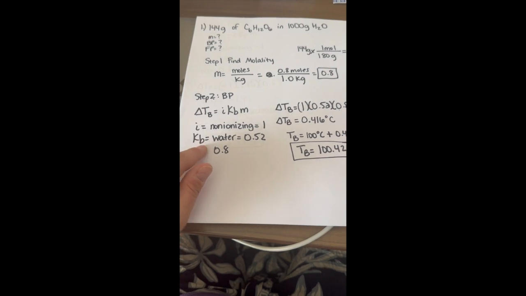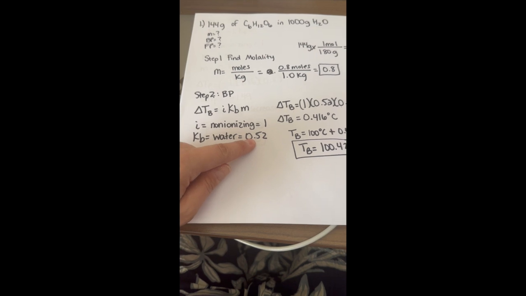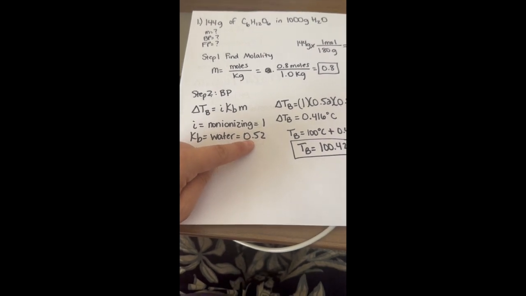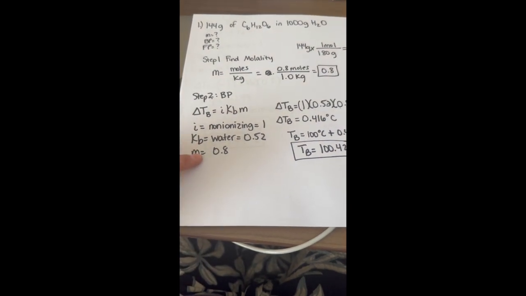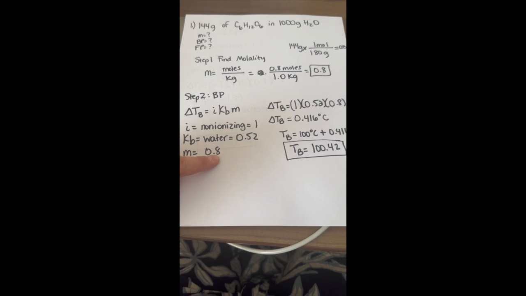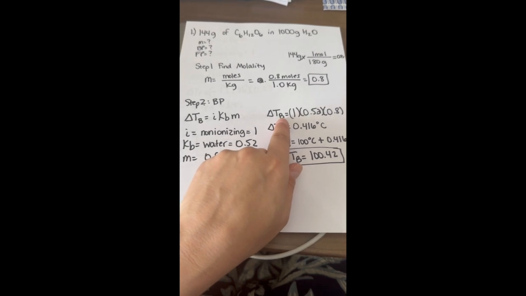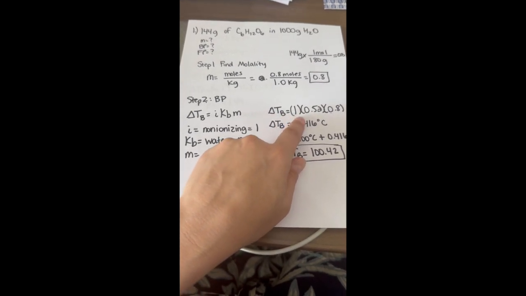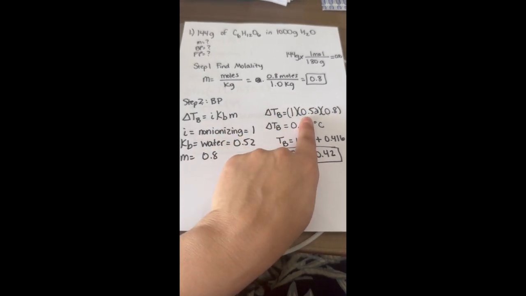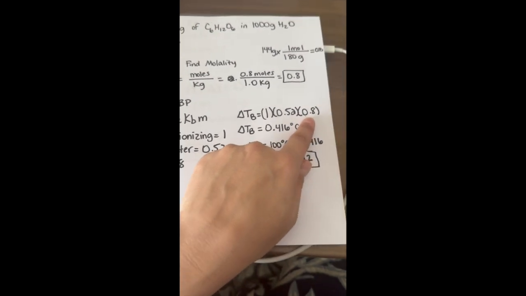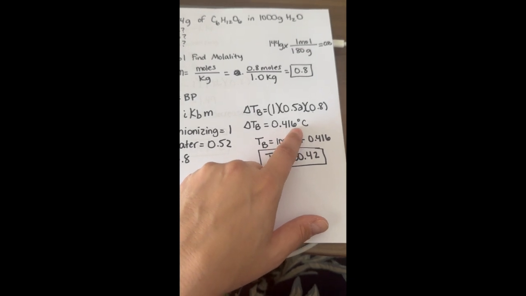Our Kb is a constant, and since our solvent is water in this instance, we're going to use 0.52. We didn't pull this number out of thin air. We know that this is a constant. It's in our toolbox, and we're going to remember it and pull it out. And m is our molality, which we just calculated. So this becomes a plug and chug problem. Our delta Tb, our change in boiling point, is going to be 1, which is our i, times our Kb, 0.52, times our molality, 0.8. If we do that, we get a change in boiling point of 0.416 degrees Celsius.